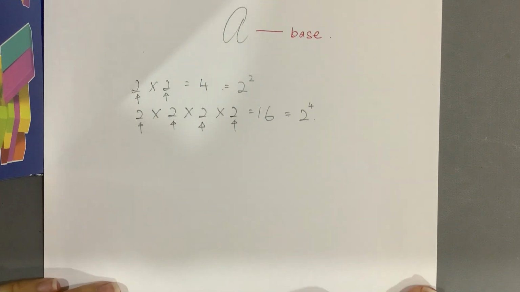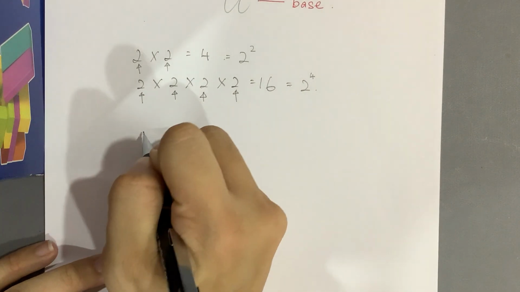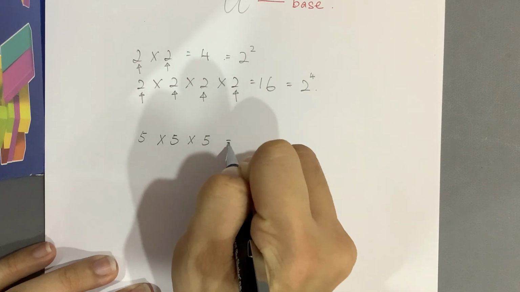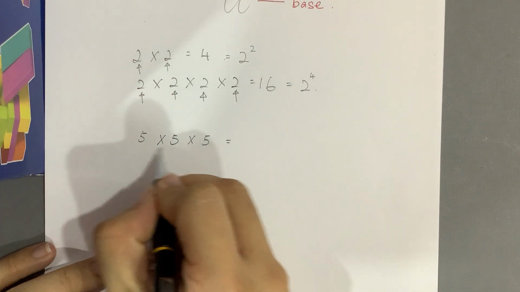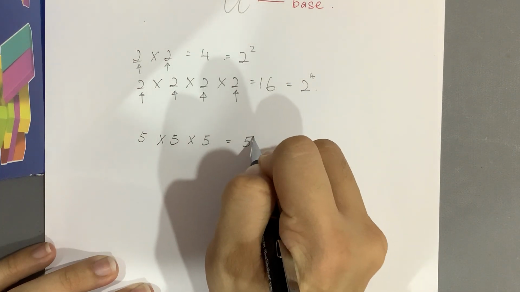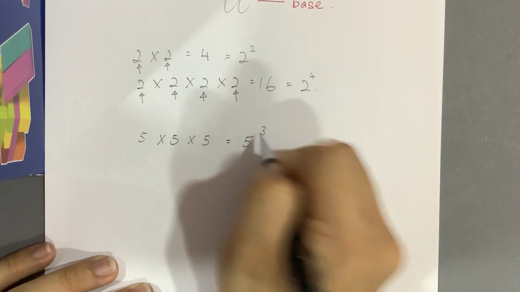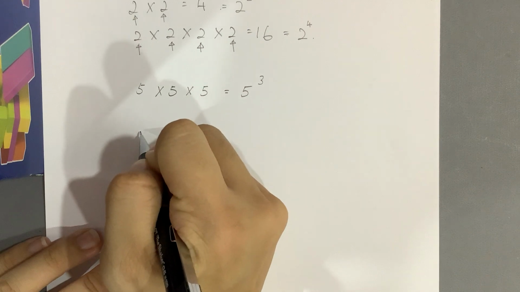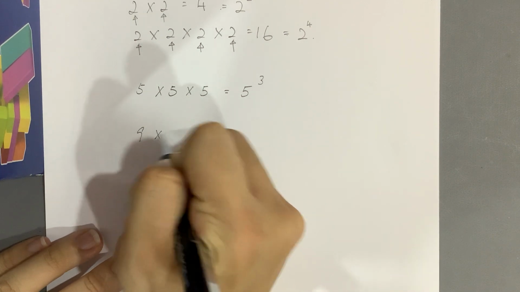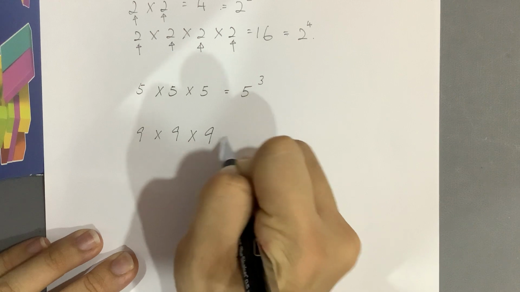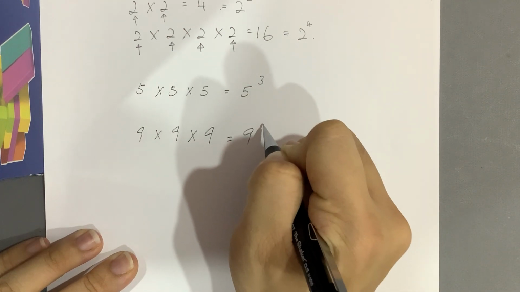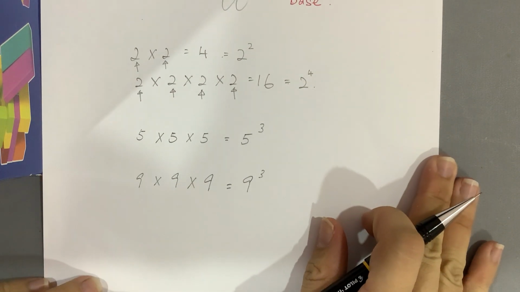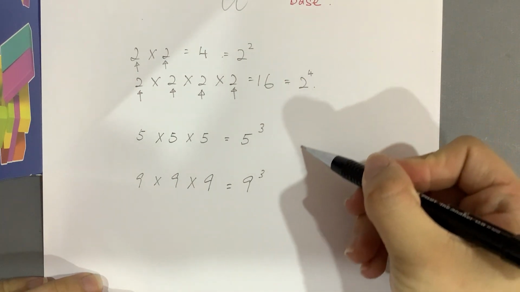Okay, let's go through another example. If I have 5 times 5 times 5, the base will be the number that is repeated, which is 5, and the power will be 3. One more example: 9 times 9 times 9, answer 9 cubed. So if you understand in numerical form, this is how it's represented.